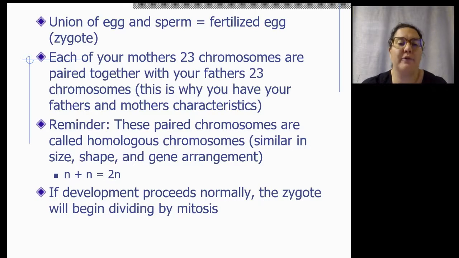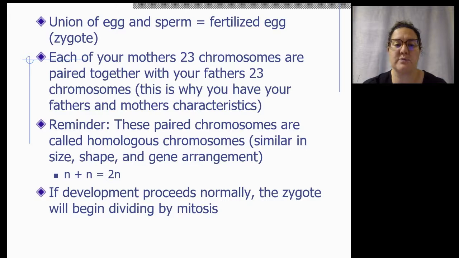So after meiosis, we can have the sperm and the egg formed, and then the union of those will form a zygote, or a fertilized egg. And a zygote contains one of each of the biological mother's 23 chromosomes and one of the biological father's 23 chromosomes. So this is why people have a mixture of characteristics from both of their biological parents.